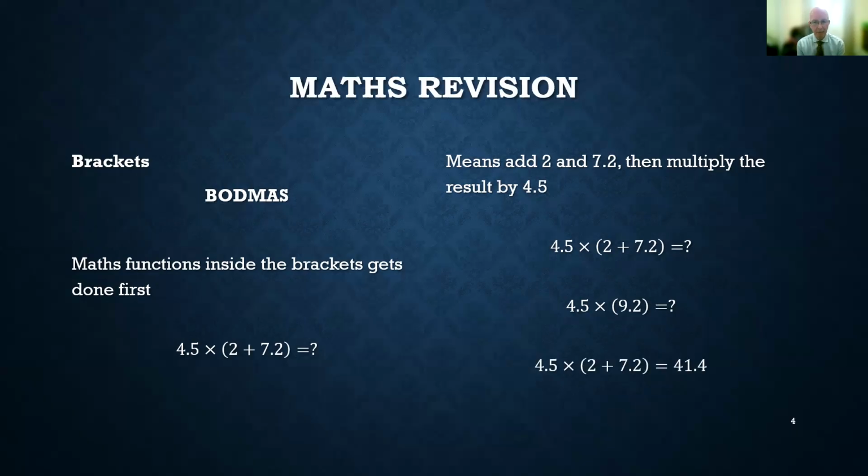And so 4.5 times 2 plus 7.2 in brackets: if we add the 2 and the 7.2 together, we multiply the result by 4.5. That gives us 41.4.